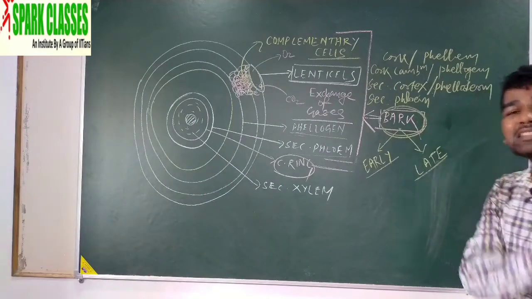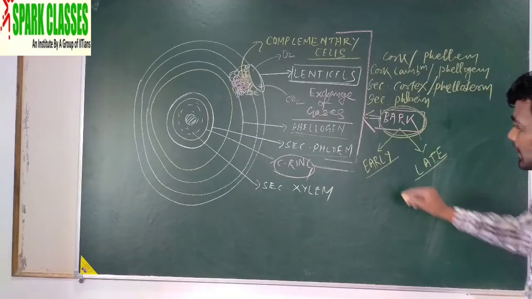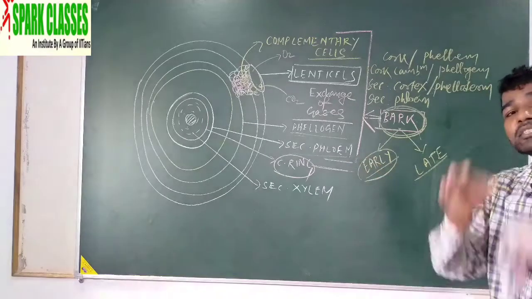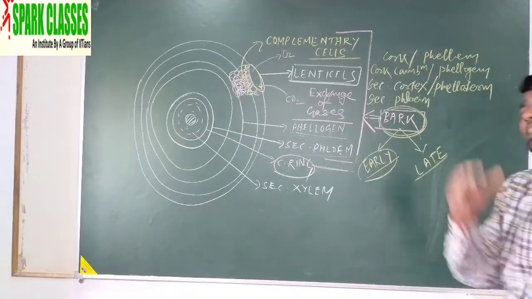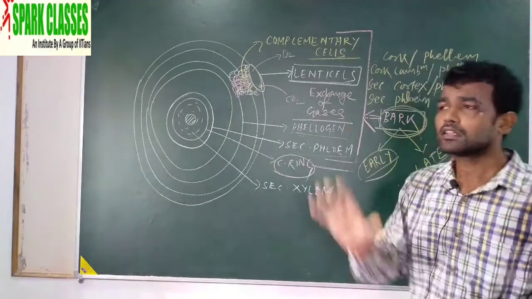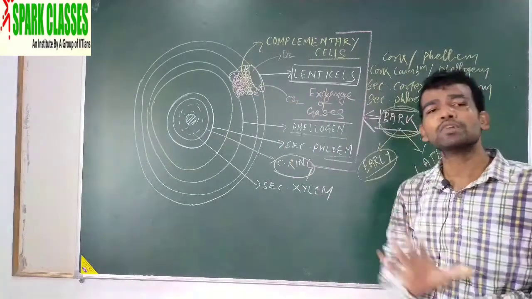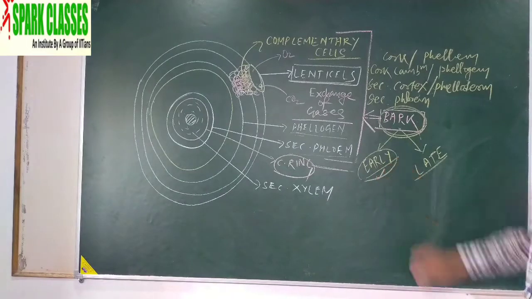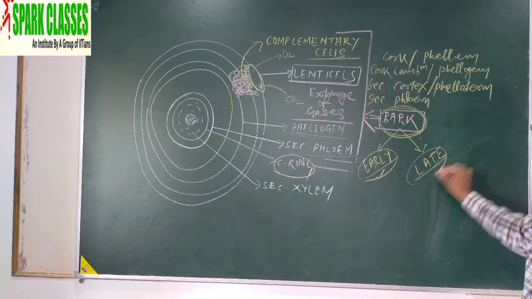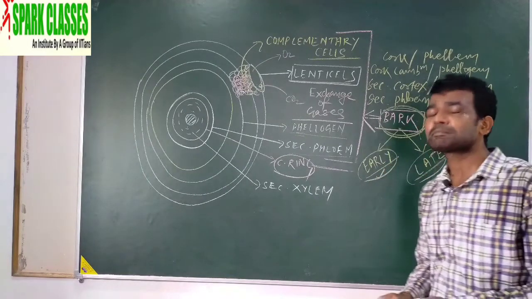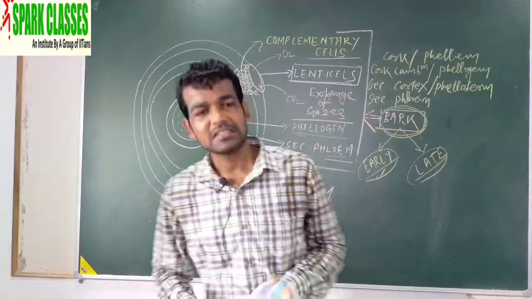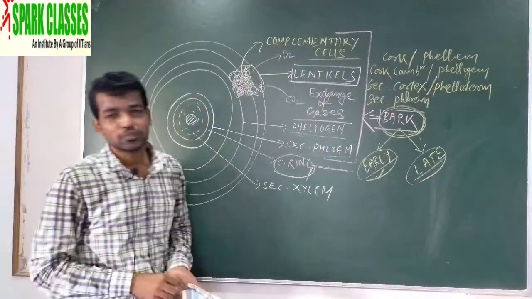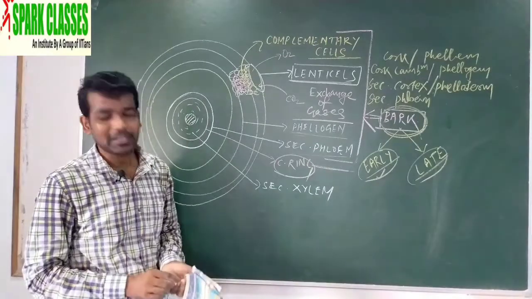Here, within a single season, early means first in the season. Let's take spring. Those produced in the first few days of spring are called early bark. Those produced in the late part of that spring are called late bark. So that's why bark is a non-technical term.